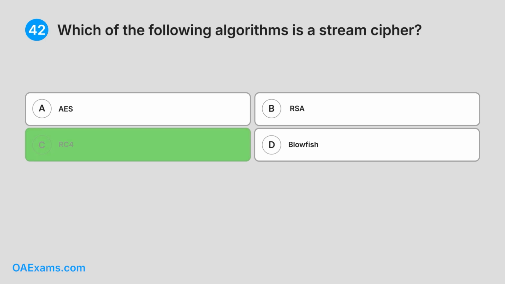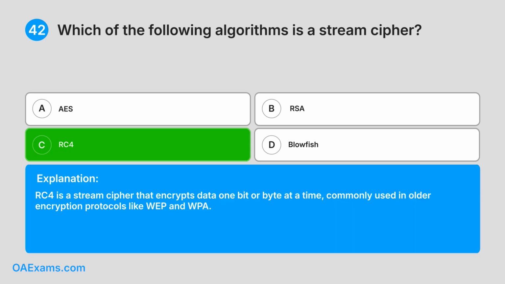Correct answer. C. RC4. Explanation. RC4 is a stream cipher that encrypts data one bit or byte at a time, commonly used in older encryption protocols like WEP and WPA.